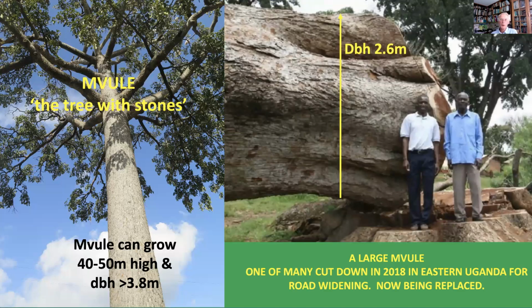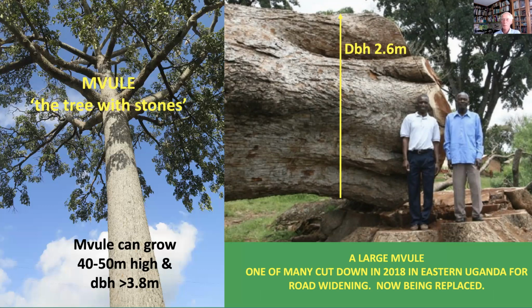Here is a tree with a DBH of 2.6 meters. Remember that I've just said that the largest trees can grow over 3.8 meters in diameter. So this is not even anything like the largest Mvule tree found in Africa, in the equatorial regions. This one was cut down in 2018 in eastern Uganda for road widening.